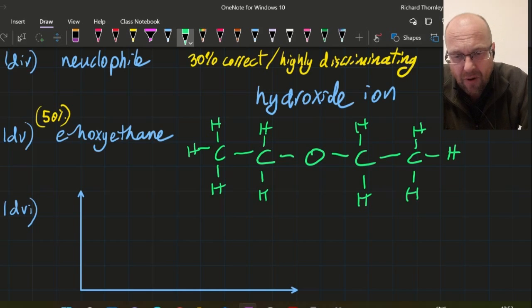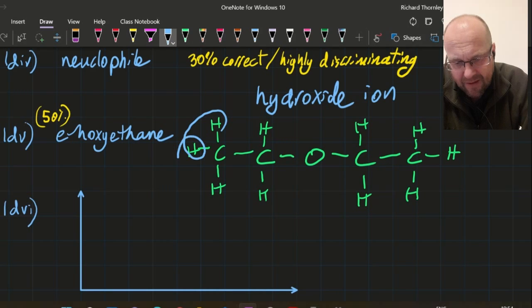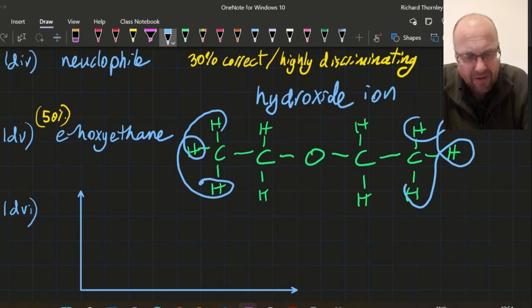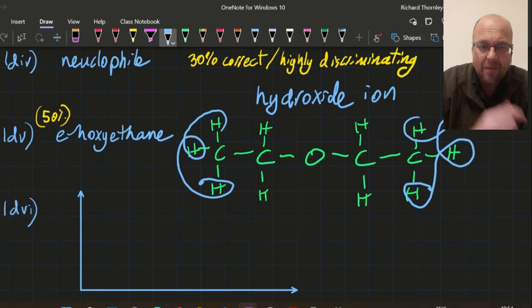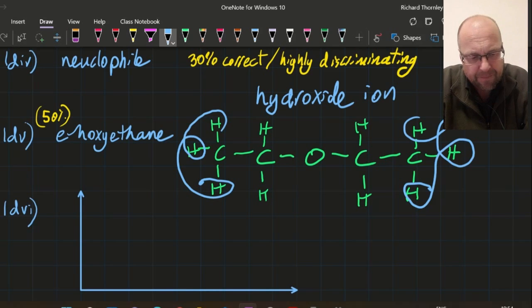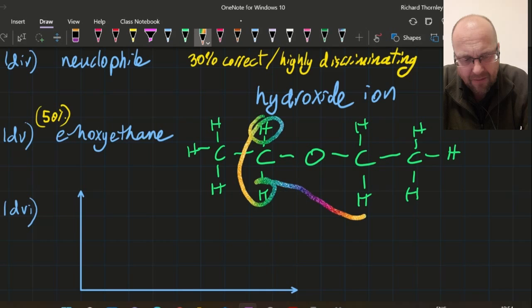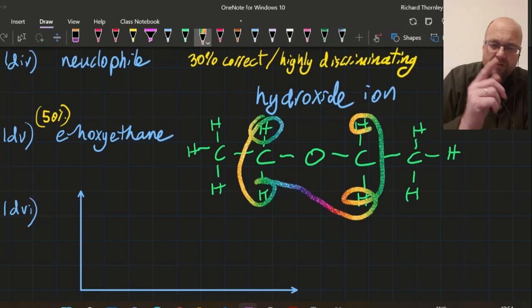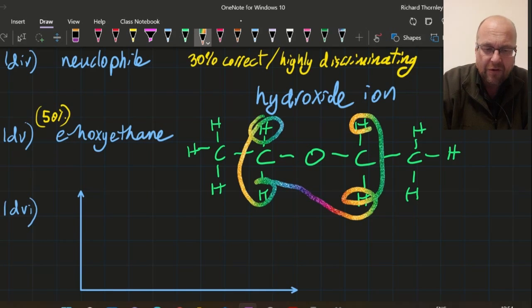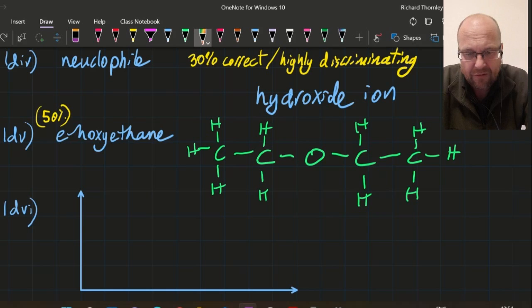Well, I can see there's 2 hydrogen environments. This is 1 hydrogen environment, along with that. So those 6 there are in the same hydrogen environment. The second hydrogen environment is that one and that one, and that one and that one. So there are 2 different hydrogen environments, so there are going to be 2 peaks. So that's your first point. 2 peaks.